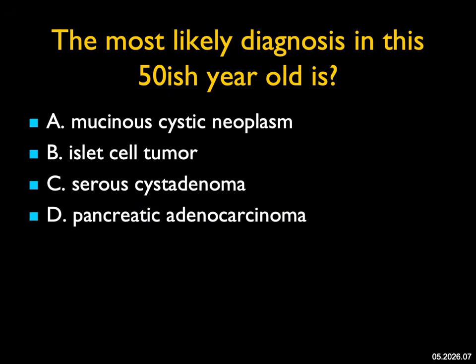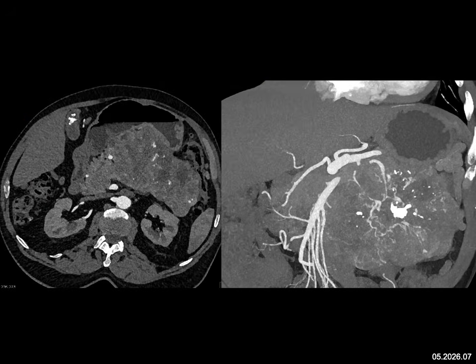The most likely diagnosis in this 50-ish-year-old is, well, I see a mass involving the head, body, and tail of the pancreas. It's mainly in the body and tail, but the whole gland is involved, and there's really extensive calcification. Now, mucinous cystic neoplasm is usually more cystic, has septations. Obviously, it can have solid components when it's malignant, but it's almost too solid, too extensive, and typically when it has calcification, it's in the periphery.